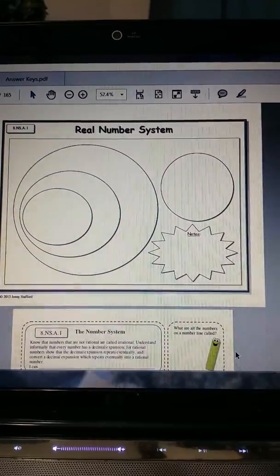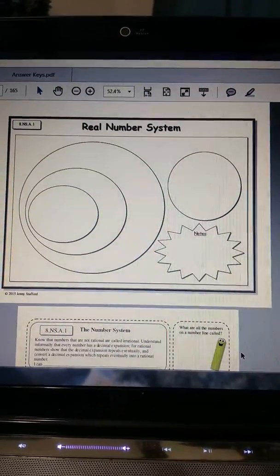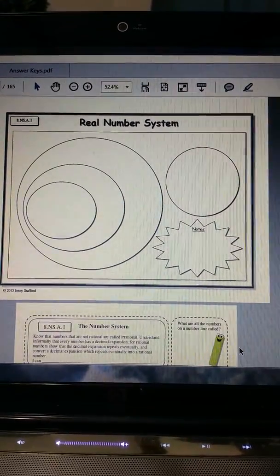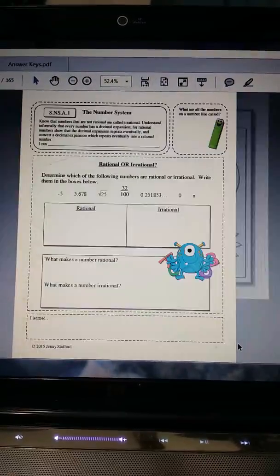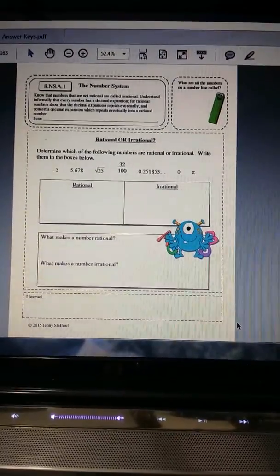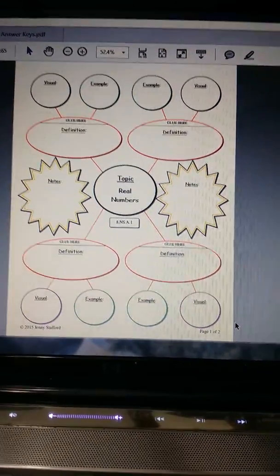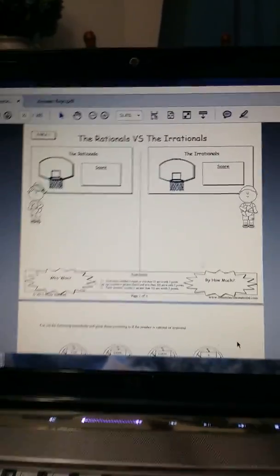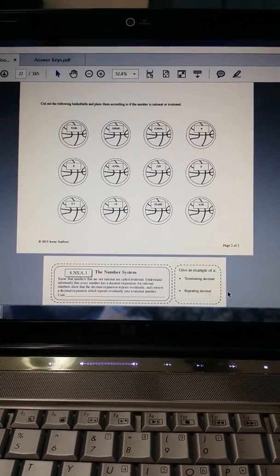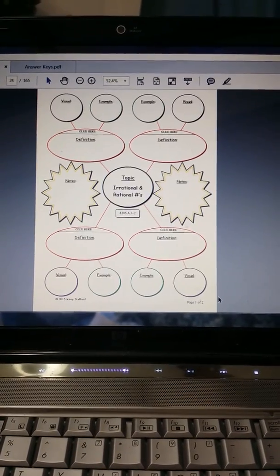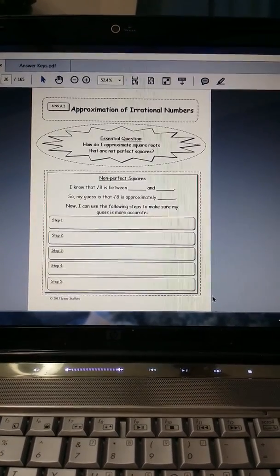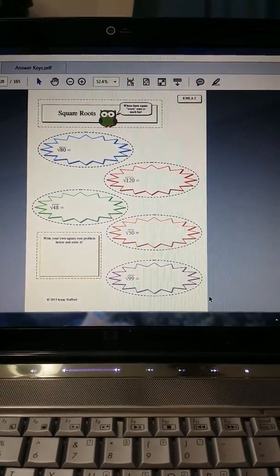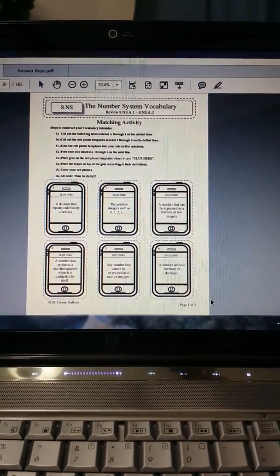You'll see I'll start into the number system. So students will be looking at the real number system. And then it goes on with the standards. Students will need scissors, glue, colored pencils, markers. It matters if you want them to make it really colorful. So I'm going to go through pretty quickly so you can see the different things that they have.